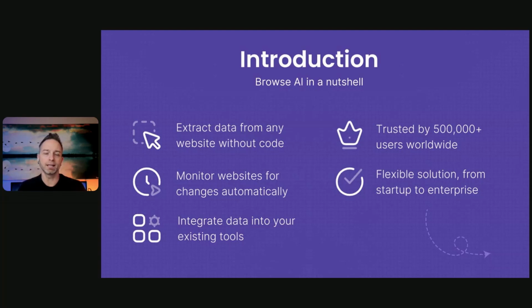You can integrate that data into your existing tools. So whatever your existing tech stack might be, you can send data into those apps. We have some native integrations. We also integrate with Zapier and Make and Pabbly Connect. In between all of those, and we have an API and webhooks. So between all those, there's a good chance you can get your data where you want it. And that's just some of the reasons why we're trusted by over 500,000 users worldwide. It's a very flexible solution. So anyone from a startup or a freelancer, a solopreneur, all the way to small, medium business to enterprise. So we've got users across the entire spectrum there.